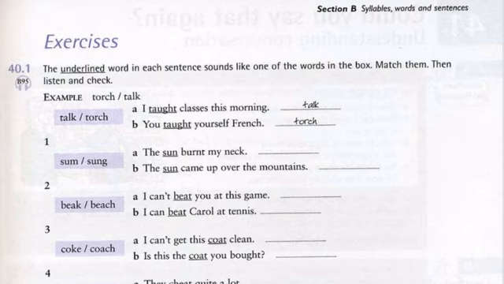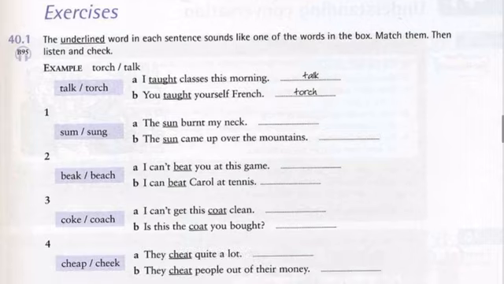Excuse me. The underlined word in each sentence sounds like one of the words in the box. Match them, then listen and check. So let's do the first one, which has already been solved. I taught classes this morning. Because of the K sound in the word class, we will hear it as "I taught classes this morning."